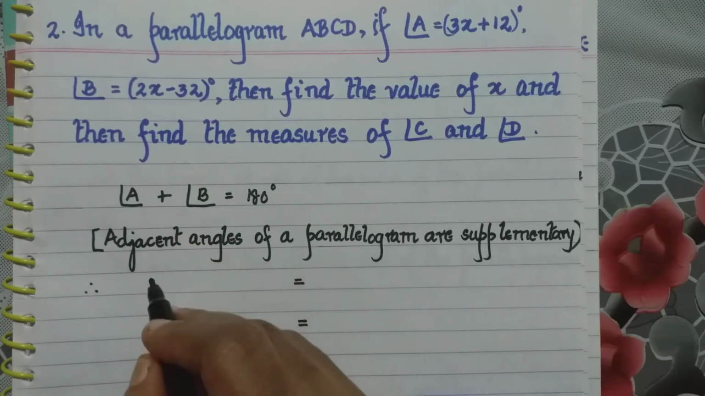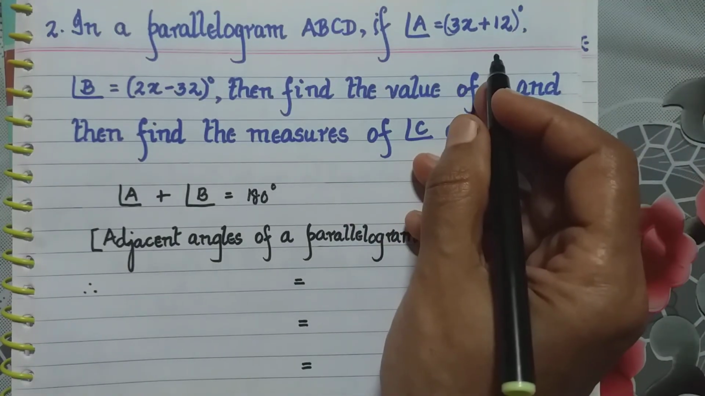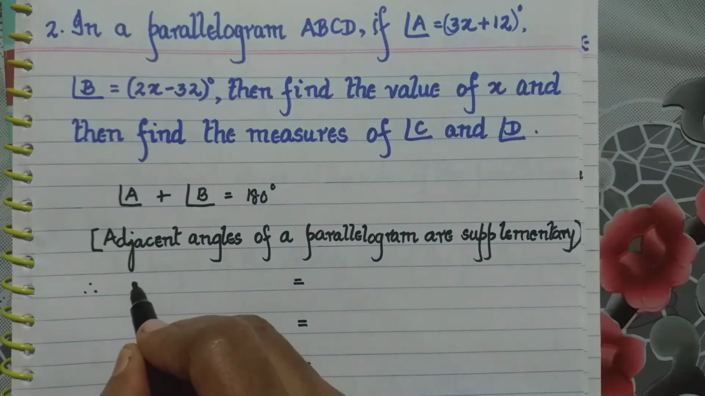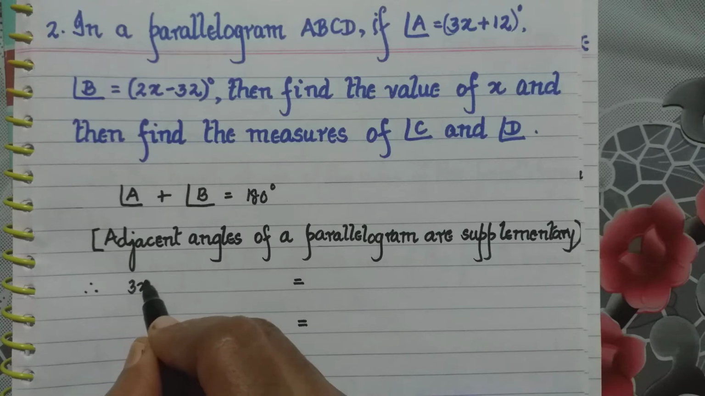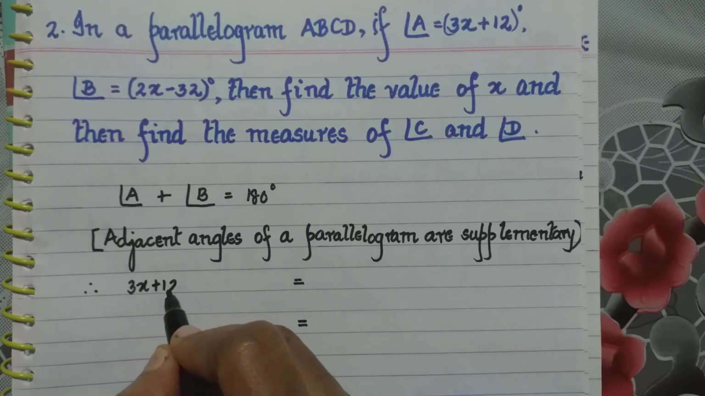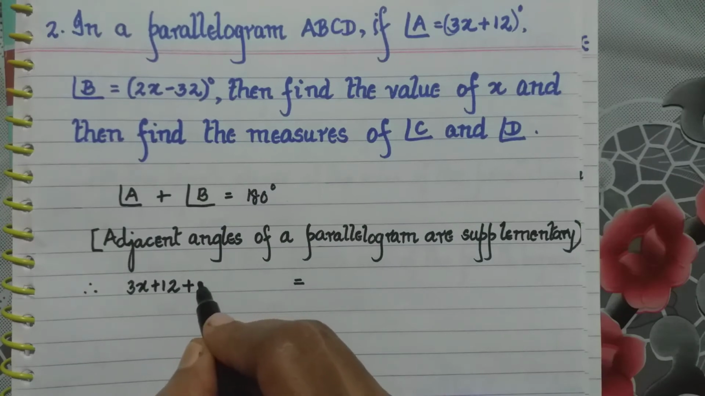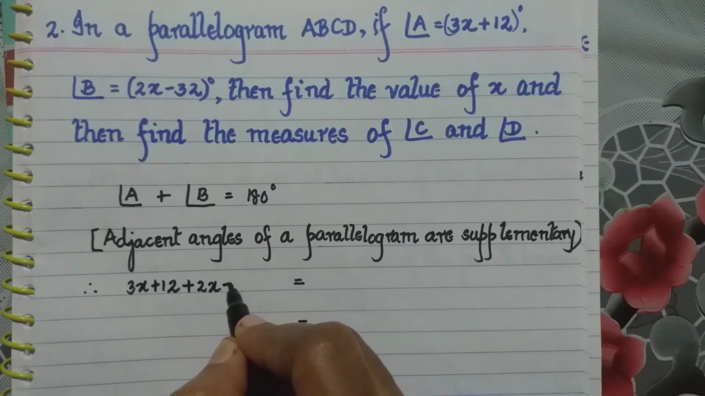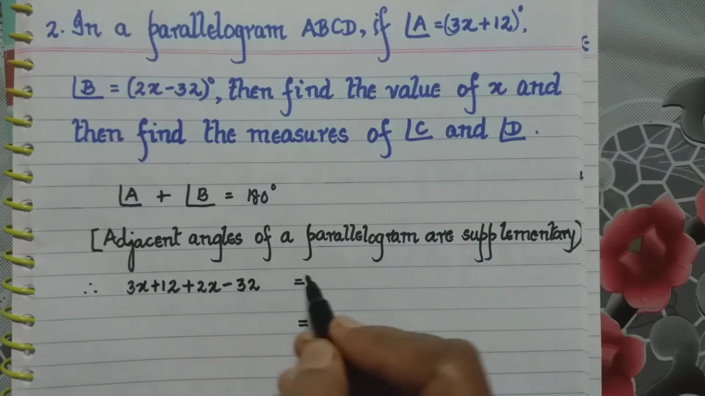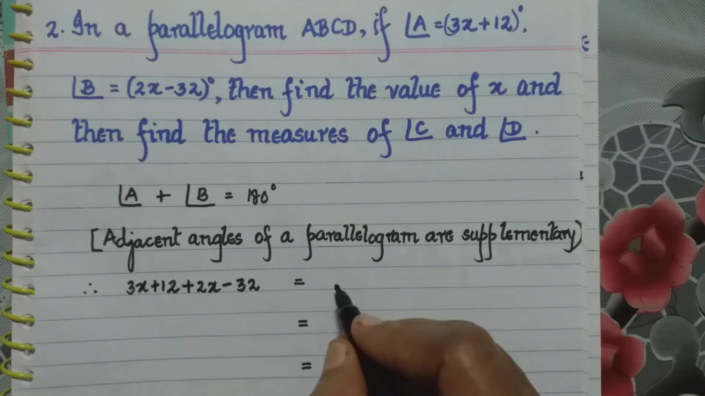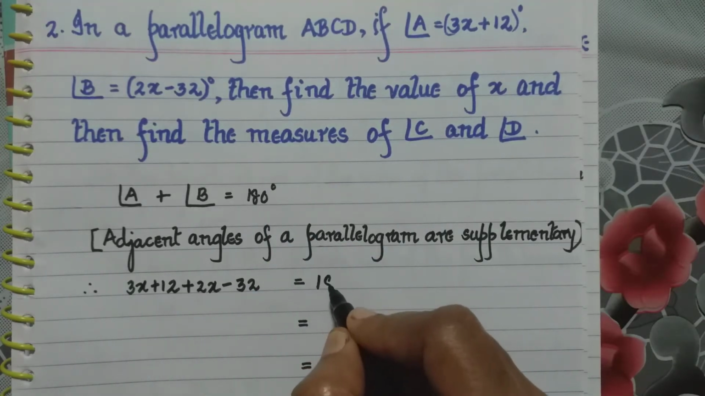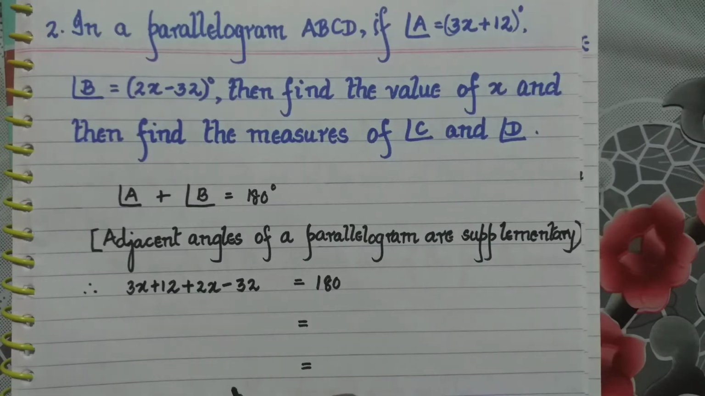Now what is angle A given here? 3x plus 12. So we write here 3x plus 12. What is angle B given? 2x minus 32. Now the sum of these two is equal to 180. We will put the degree later.